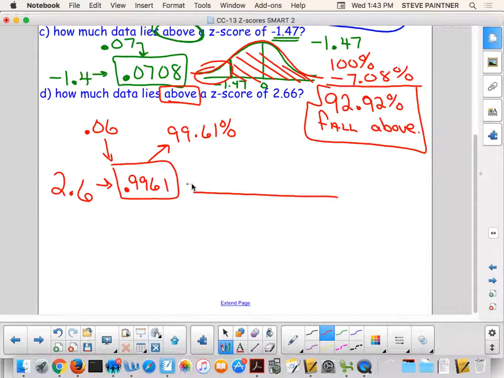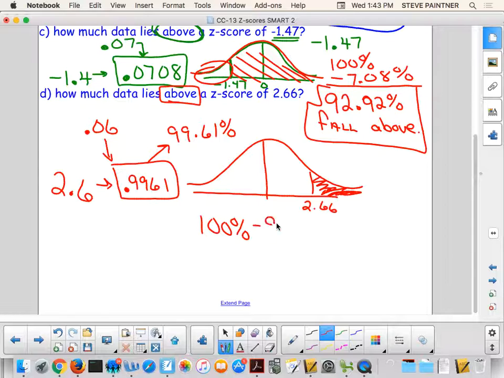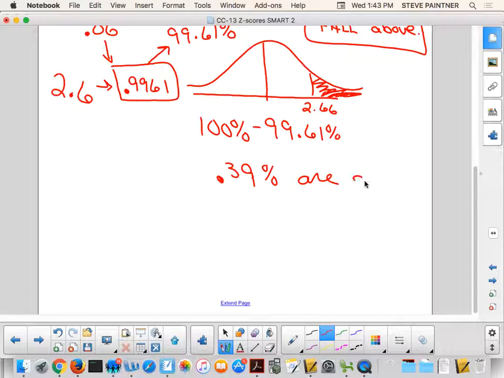And if I drew you that picture again, here's your picture. A 2.6 is right here, roughly. There's your average. And what we want is above. So our answer is very small. So you take 100% of the data. You take off this back side, 99.61. What's the answer? 0.39, right? It is how much is above.